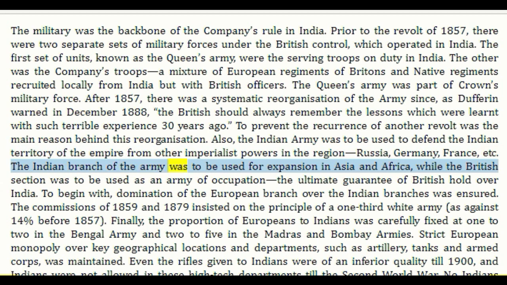The Indian branch of the army was to be used for expansion in Asia and Africa, while the British section was to be used as an army of occupation, the ultimate guarantee of British hold over India. To begin with, domination of the European branch over the Indian branches was ensured. The commissions of 1859 and 1879 insisted on the principle of a one-third white army, as against 14% before 1857. Finally, the proportion of Europeans to Indians was carefully fixed at 1 to 2 in the Bengal army and 2 to 5 in the Madras and Bombay armies.